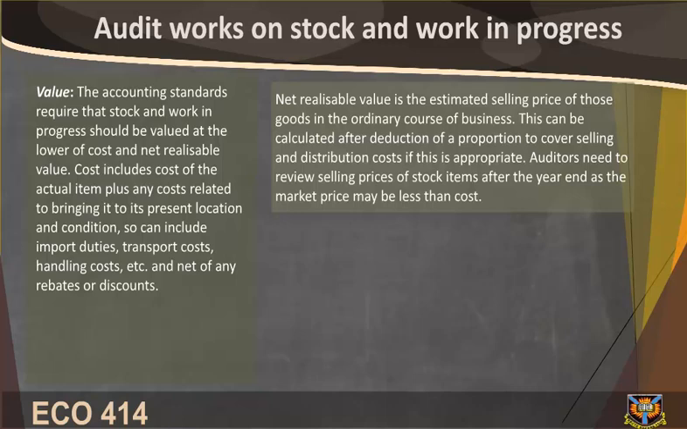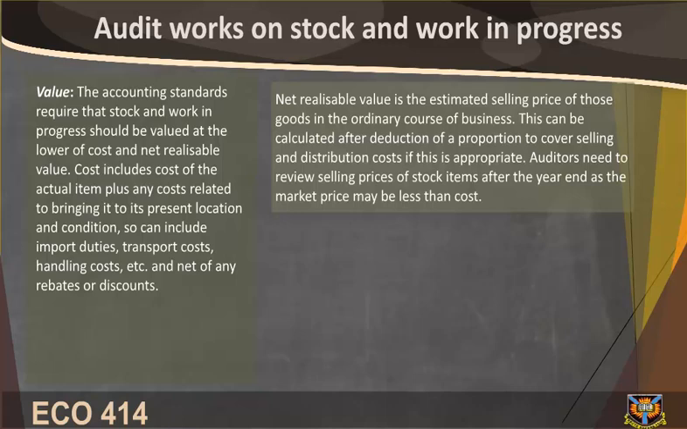On stock and work in progress. Value. The accounting standards require that stock and work in progress should be valued at the lower of cost and net realizable value. Cost includes cost of the actual item plus any cost related to bringing it to its present location and condition. So can include import duties, transport costs, handling costs, and so on, and net of any rebates or discounts. Net realizable value is the estimated selling price of those goods in the ordinary course of business.